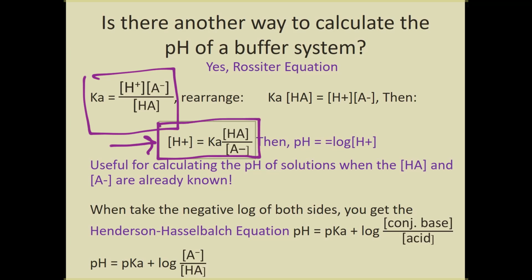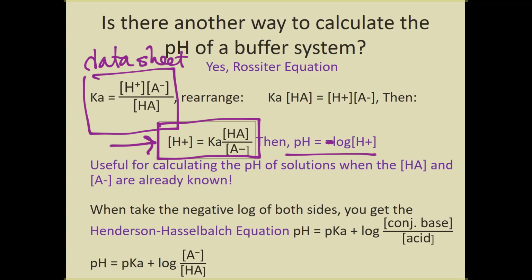So this is something you can memorize, or you can just derive it from the Ka. This is actually on your data sheet. So you can just rearrange it to solve for the hydrogen ion concentration, which is what we're interested in. The second part of this is once you find the H plus, you just take the negative log of the hydrogen ion concentration, and then you'll have your pH.